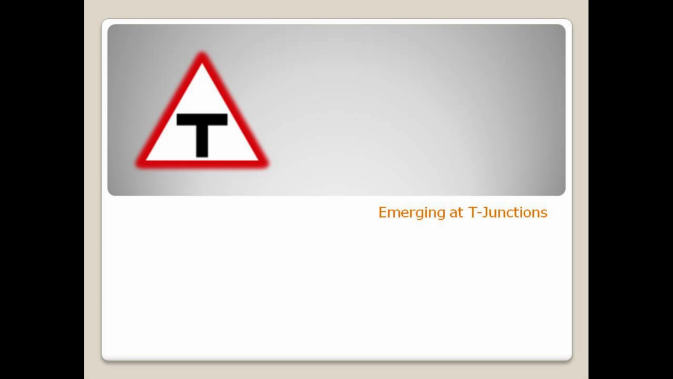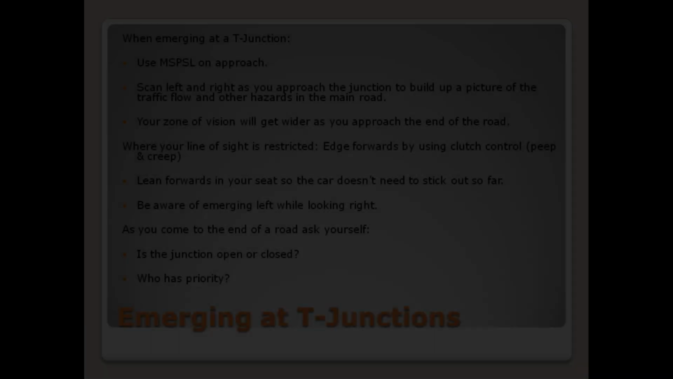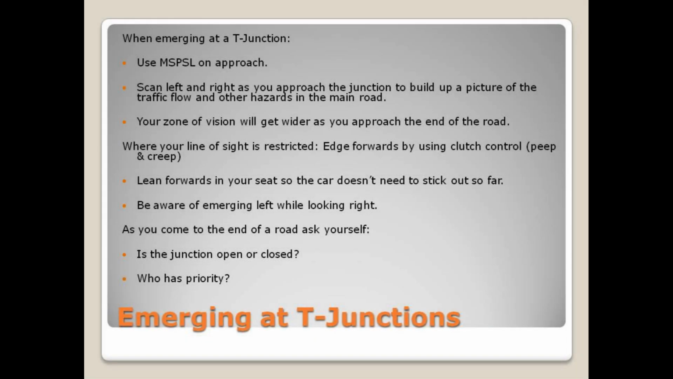Emerging at T-Junctions. When emerging at a T-junction, use MSPSL on approach. Scan left and right as you approach the junction to build up a picture of the traffic flow and other hazards in the main road. Your zone of vision will get wider as you approach the end of the road.